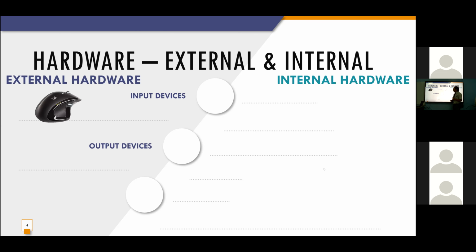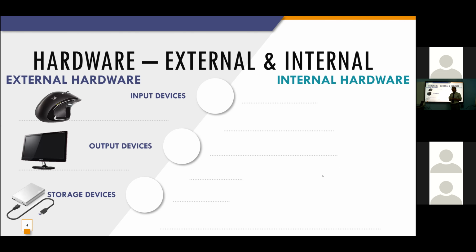The other thing about external hardware is output devices. What can we give as an example? For example, a monitor, as you see here. And the other thing is storage devices. We generally use a hard drive or, for example, a USB drive and flash drive. I think just a few years ago we were using CD and DVD, CD-ROM and DVD-ROM. These are just three examples.